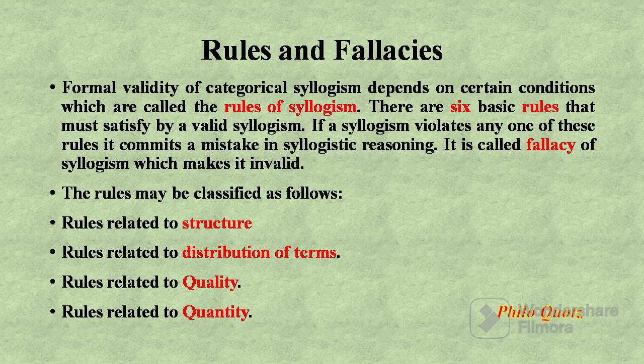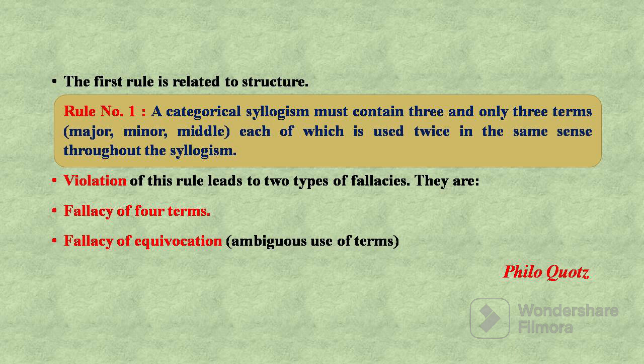The rules may be classified as follows: rules related to structure, rules related to distribution of terms, rules related to quality, and rules related to quantity. Let's check it out one by one. The first rule is related to structure. Rule number 1. A categorical syllogism must contain 3 and only 3 terms, that is major term, minor term and middle term, each of which is used twice in the same sense throughout the syllogism. That is the number 1 rule.